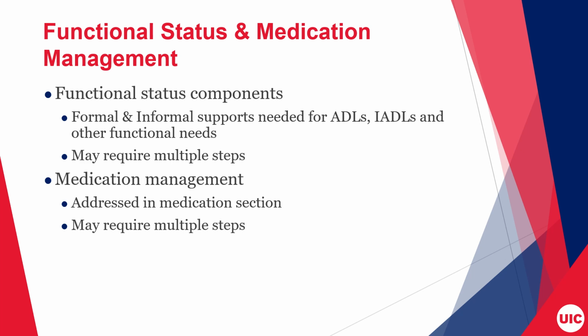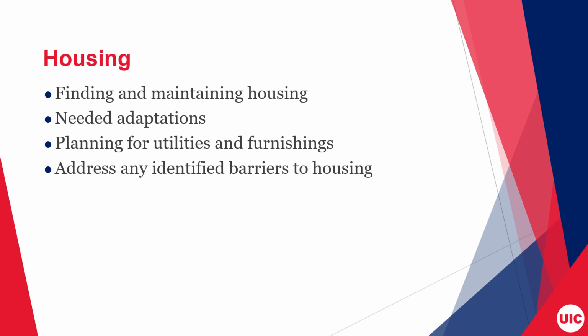Similarly, medication management requires multiple steps, such as understanding provider instructions, filling the prescription, opening bottles, ingesting the medication as prescribed, and monitoring for side effects, to name a few. Plans related to functional status and medication should reflect the areas needing to be addressed. Housing-related components, including finding and maintaining housing and needed adaptations, are addressed in this domain. This may also include items such as planning for utilities and furnishings. If there are identified barriers to housing, they should be addressed in this section.